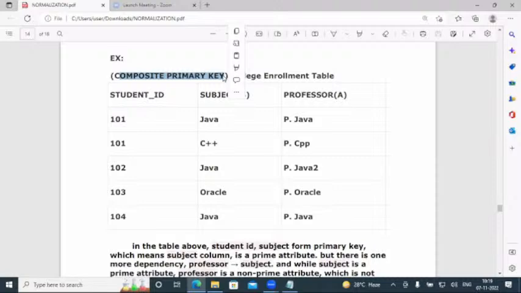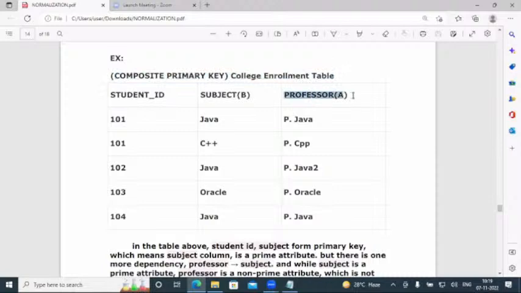Understand now? So India is not a duplicate here. Because we are not checking individually, we are checking the combination. That is called a composite primary key. Composite unique key. Okay now? So now we observe: student ID and subject, these 2 are the composite primary key in my college enrollment table.